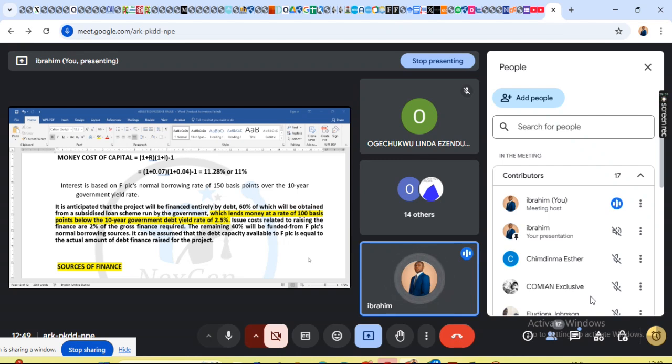Now, when you go to the bank, the bank will lend you at what? At 30%.